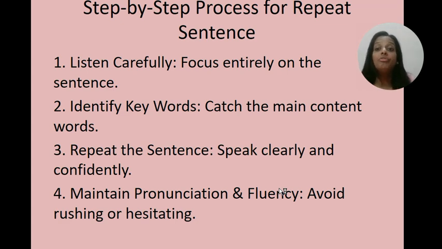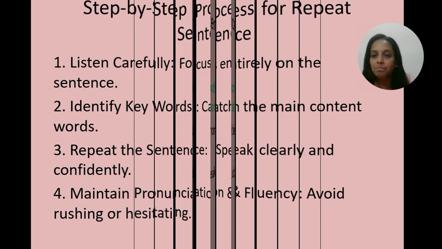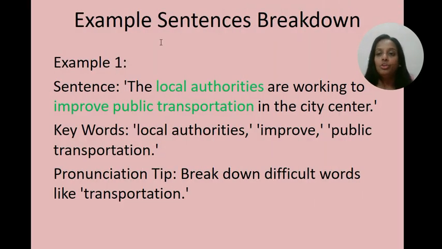Okay. And the fourth one is pronunciation and fluency. Ensure you pronounce every word clearly. Don't mumble or rush over difficult words. Try to speak in a natural way, but in a very clear manner. Let's see some of the examples. First one, you're hearing a sentence which is played like: The local authorities are working to improve public transportation in the city center. Here, focus on the sentence and understand the meaning.